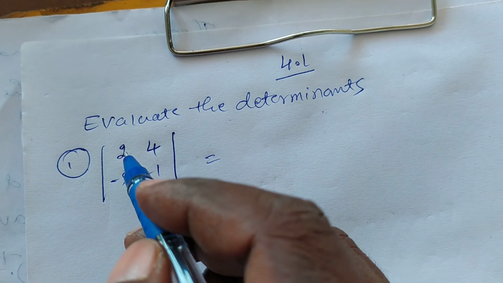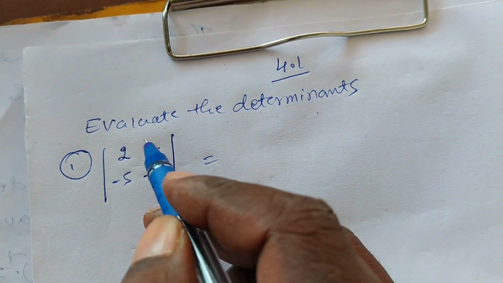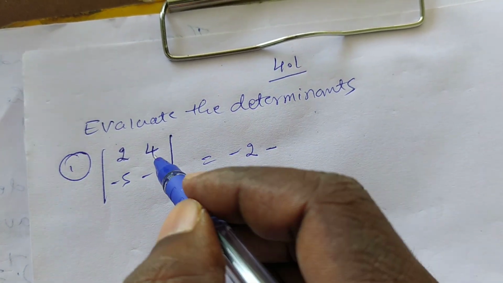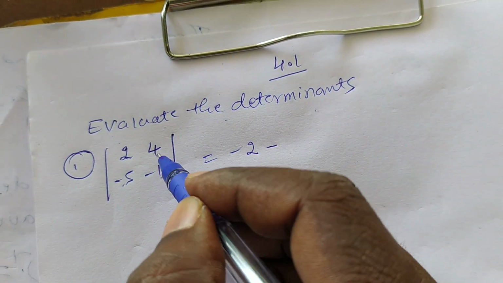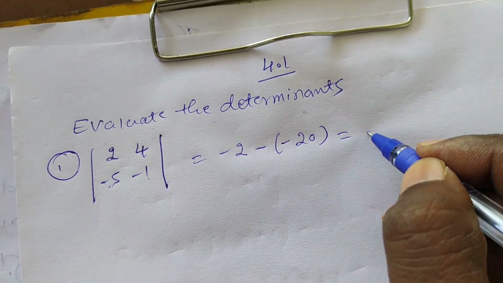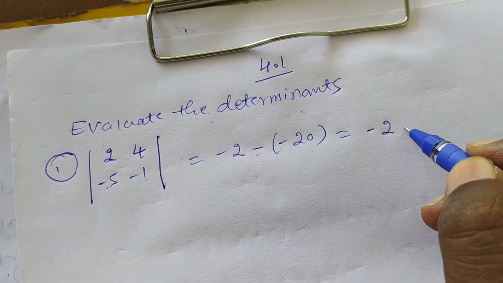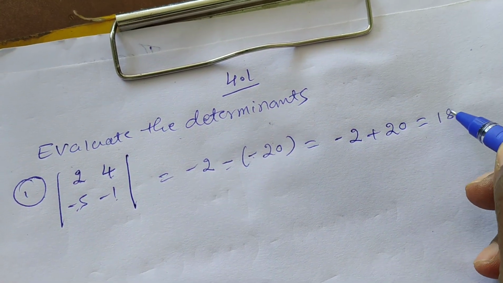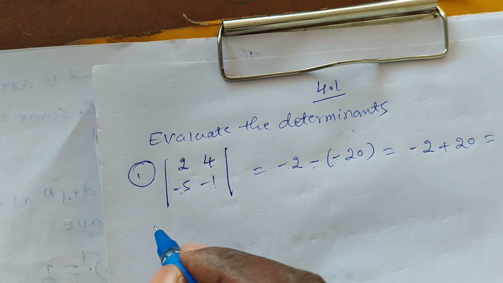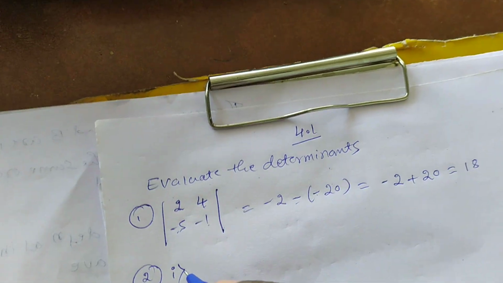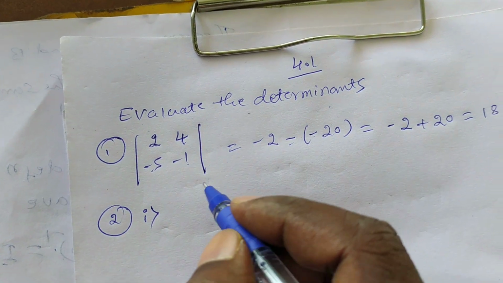Here the value of this determinant is the product of the diagonal elements, 2 into minus 1, minus 2, minus 5 into 4, that is minus 20. This is equal to minus 2, minus into minus plus 20. This is equal to minus 2 plus 20, that is plus 18. This is the value of this determinant. Similarly, the second one.